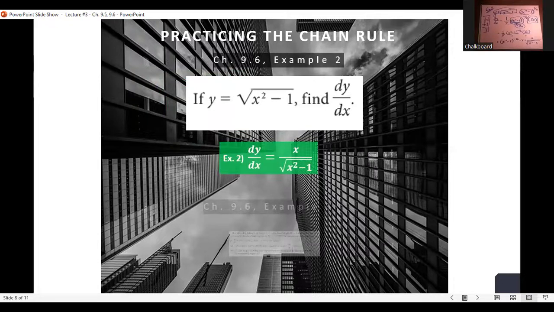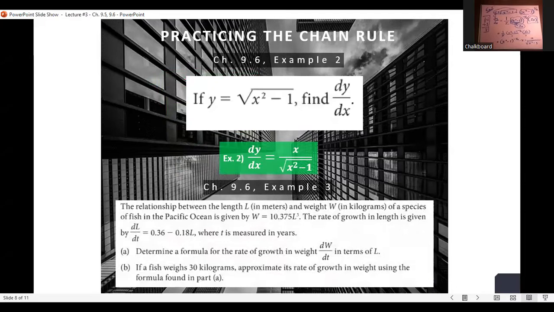Right? And now we have a very weird abstract one that involves many dT's and dL's and dW's. I'm going to read it out loud. Try to focus on it with me. The relationship between the length L and the weight W of a species of fish in the Pacific Ocean is given by this formula. The rate of growth in length is given by this formula. And notice it is actually a derivative they're giving you. And they're also telling you t is in years. And they want you to figure out dW/dt in terms of L. This is pretty extra. There's a lot of variables and there's a lot of different derivatives. So let's try to write them out in a really clear way.